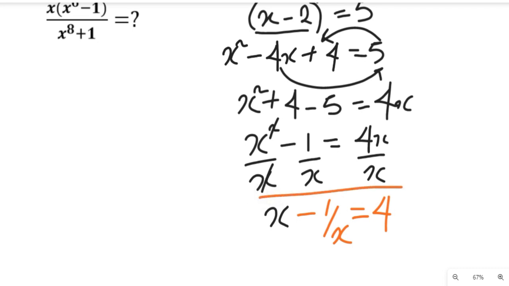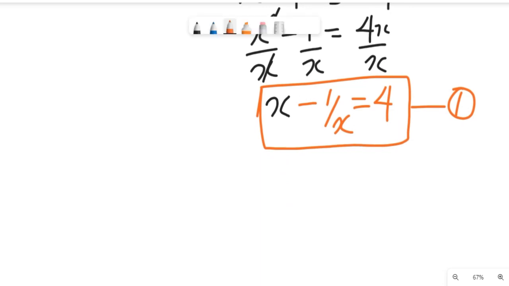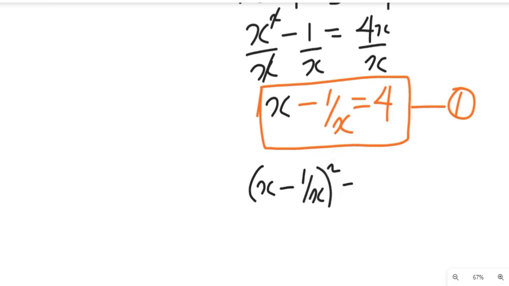So let's take this as the first expression we have arrived at. We take it as expression 1. We're going to look at another expression we're going to derive from that expression that is already given to us. Now the second expression, to arrive at it, we're going to square this. So if we square this expression, we're going to have x minus 1 divided by x all squared equal to 4 squared.